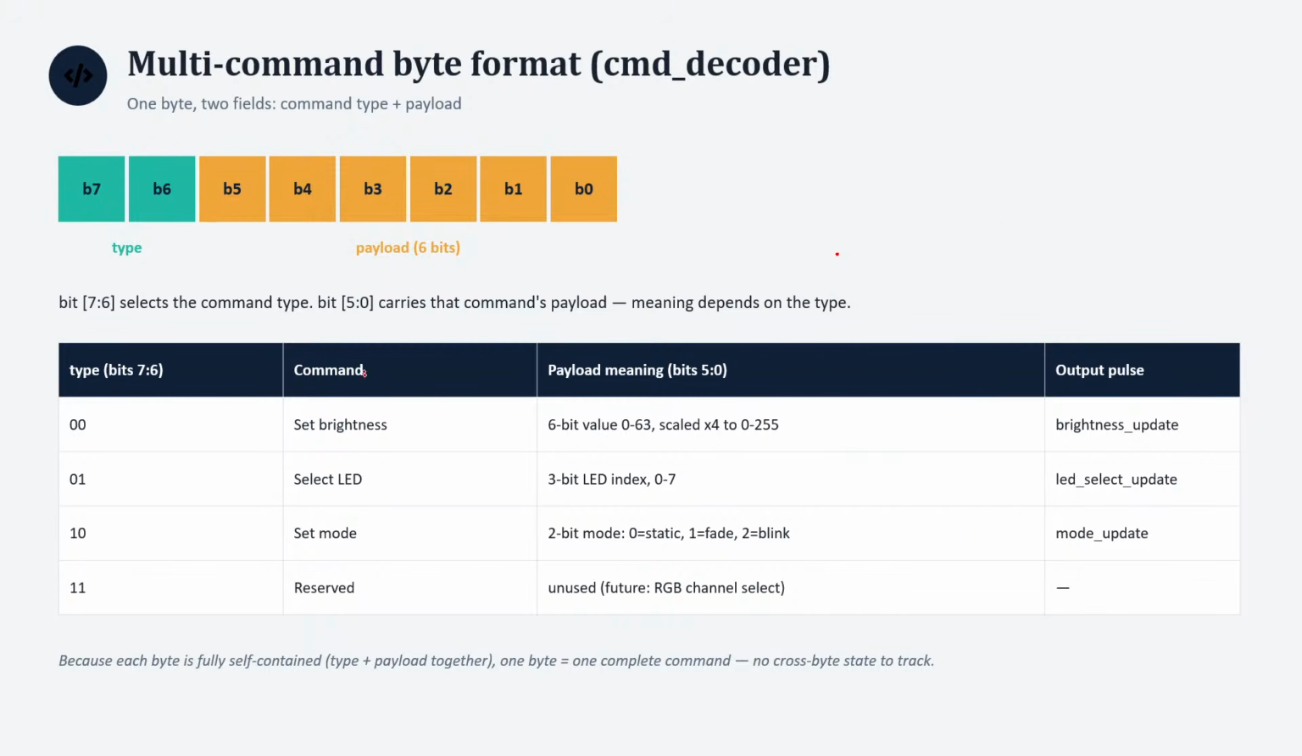So let's say we want to select a particular LED. If we have 4 LEDs, LED 0, LED 1, LED 2, and LED 3, and the user wants to select LED 0, first he should configure the first 2 bits as 0, 1. Then he should provide which particular LED he wants to select.